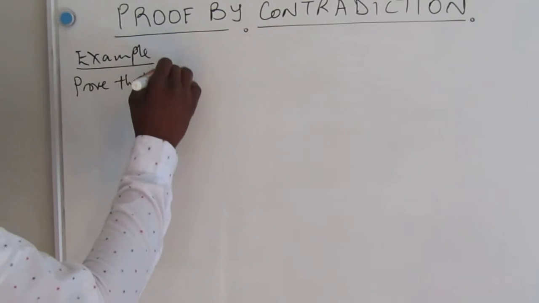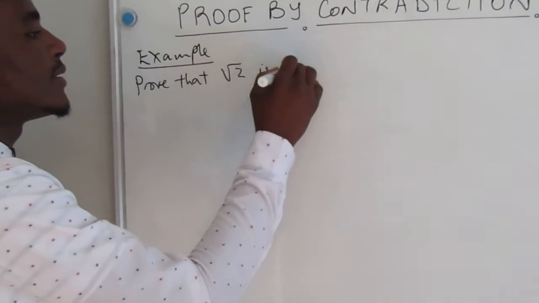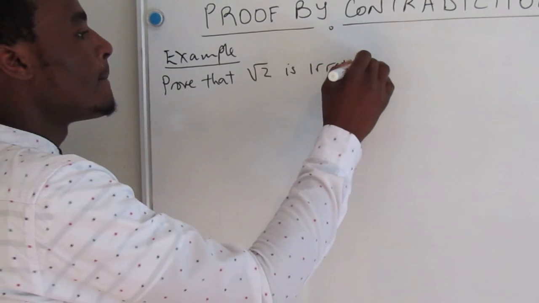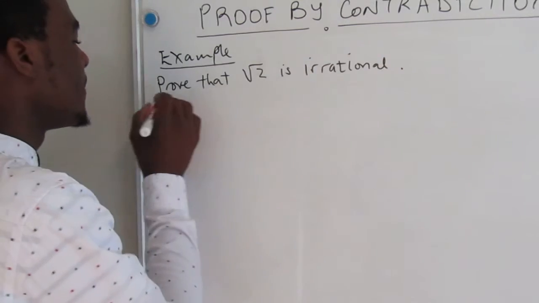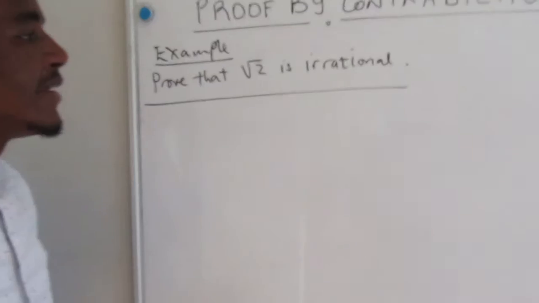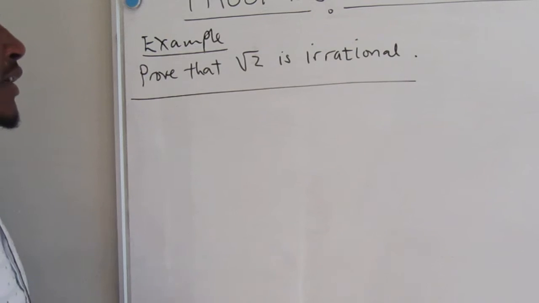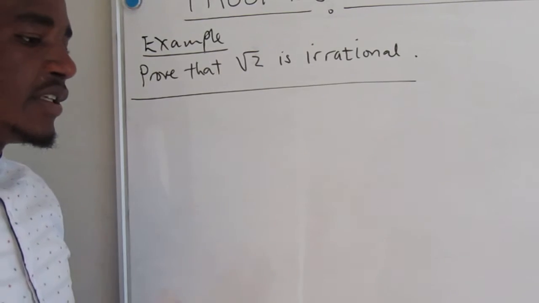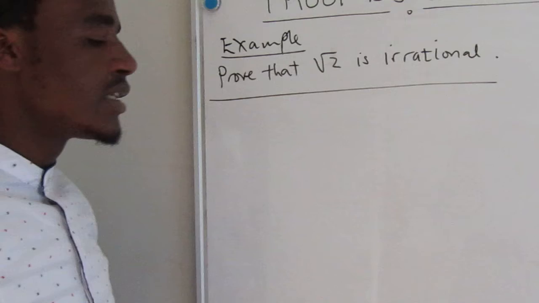Prove that root 2 is irrational. Right. For us to prove that root 2 is irrational, we have to prove this using the contradiction technique.